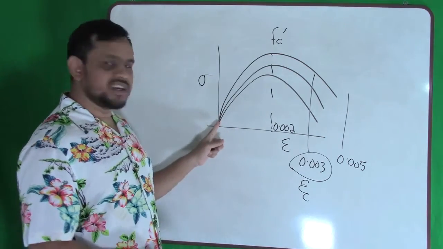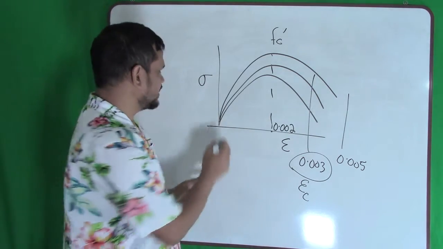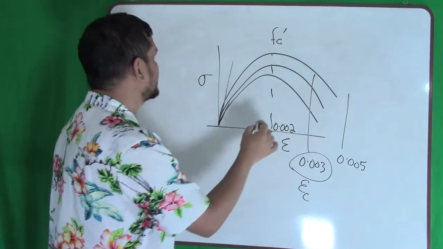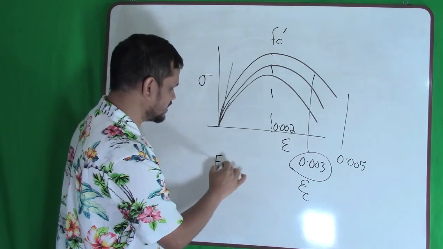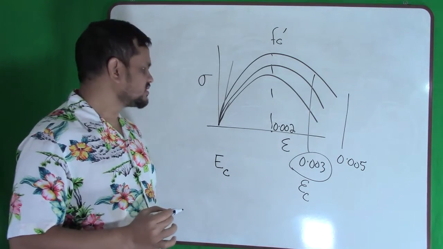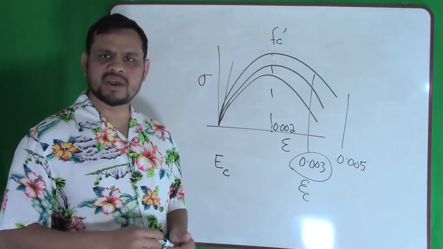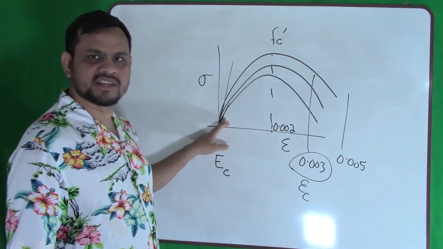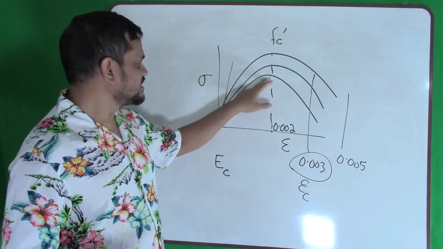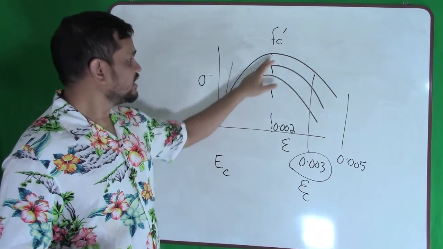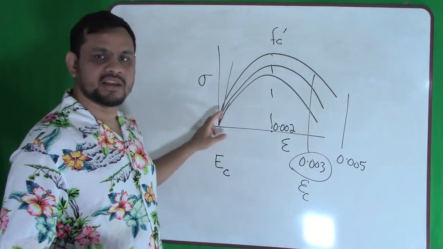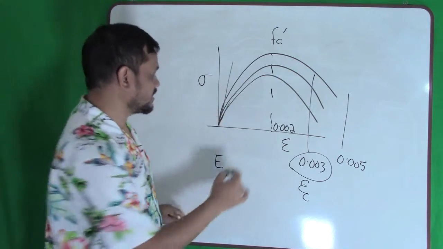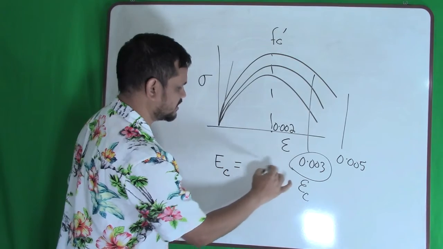Now the initial slope is called the modulus of elasticity. That means the slope here is called modulus of elasticity. If I write here, it is Ec. C means concrete, modulus of elasticity. You heard this term many times. Something to observe here: if my strength is less, my slope is less. Slope means modulus of elasticity. If my strength is higher, slope is higher. That means my modulus of elasticity is proportional to the strength.